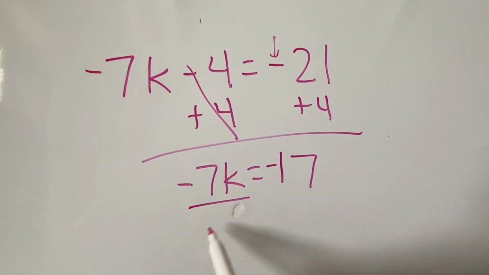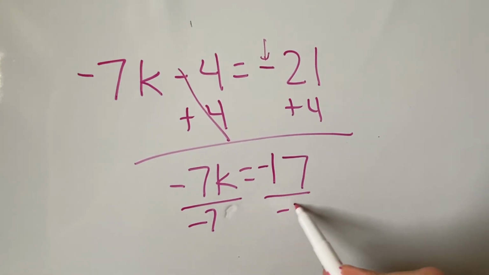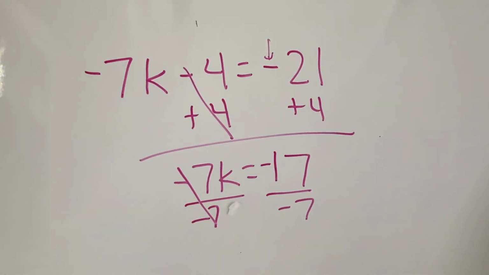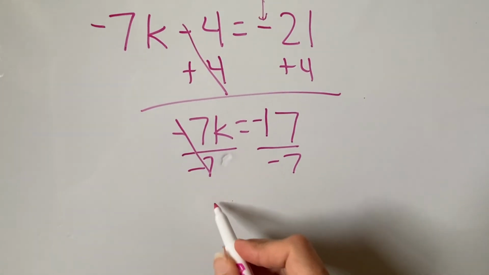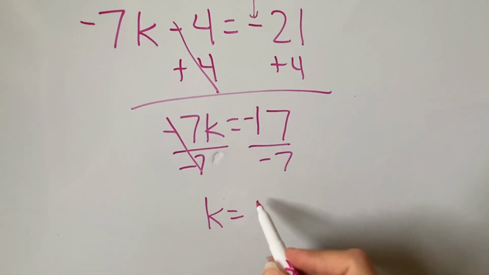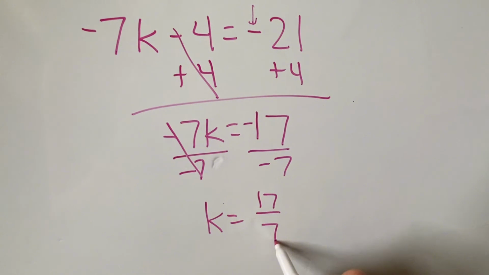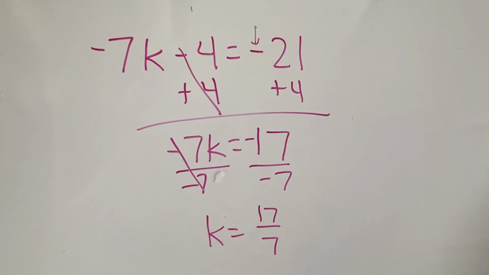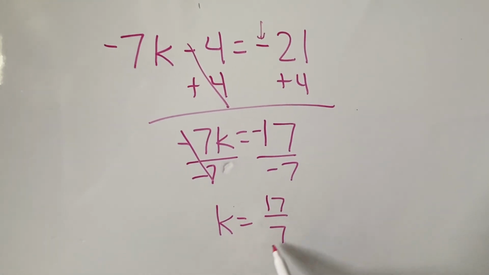We divide both sides by negative 7. Negative 7 divided by negative 7 is 1, and 1 times k is k. A negative divided by a negative is going to give me a positive answer. So the answer should be k equals 17/7.